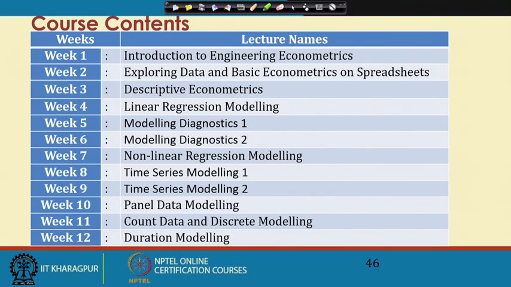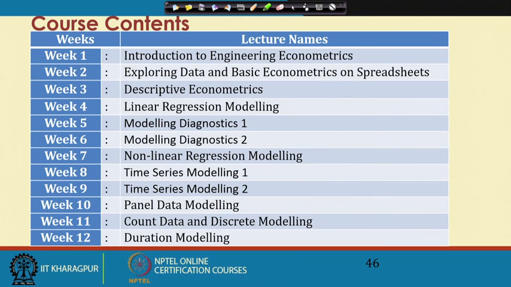Unless you know the data structure and the behavior of the data, you may not be able to do better modeling, and if you cannot do better modeling, you cannot solve the engineering problems as per the particular requirement. Sometimes, having the data, you visualize it to know what type of function you can apply, then go for the estimation and the process through which you can analyze the problem. Then we have already discussed various descriptive econometrics as per the engineering econometrics requirement and problem requirement. And then we have discussed various types of models.